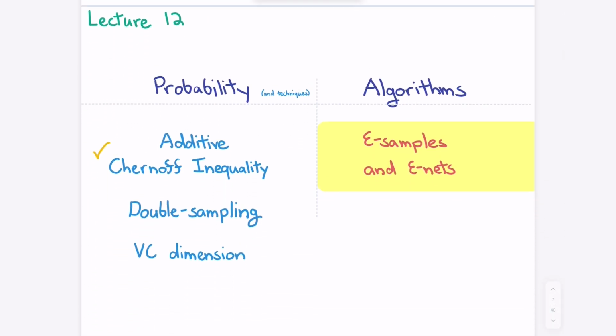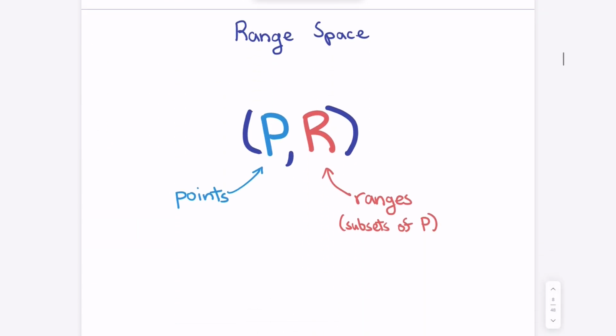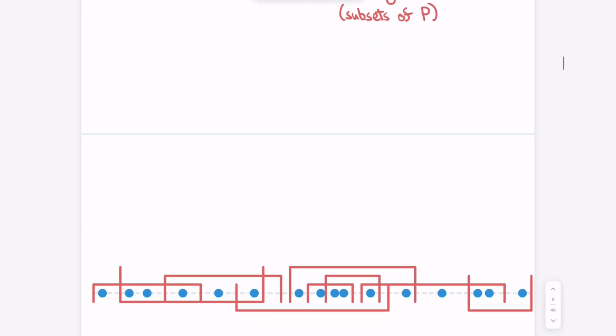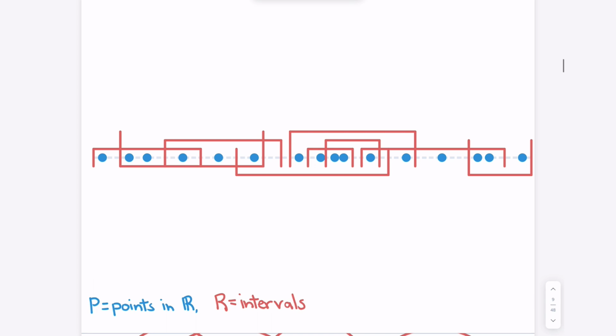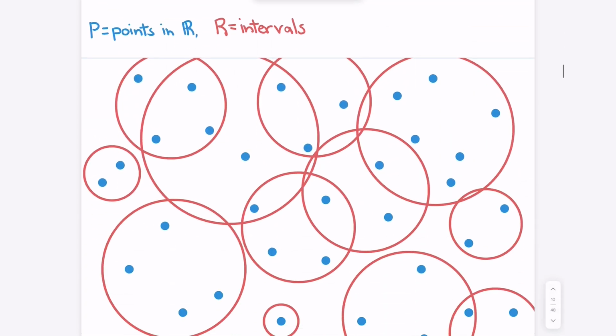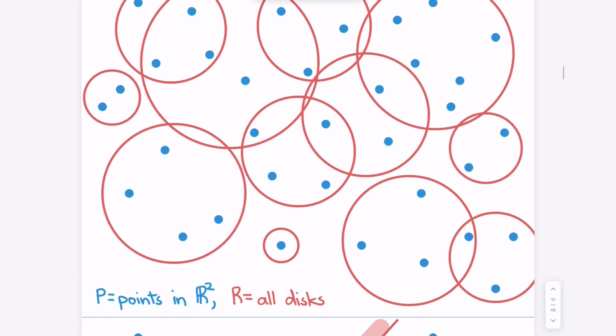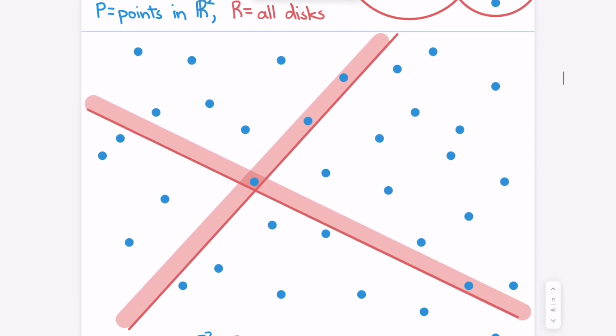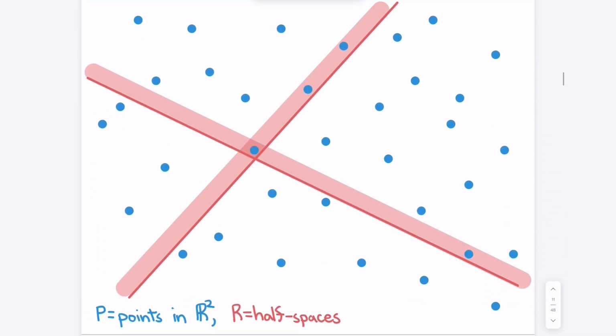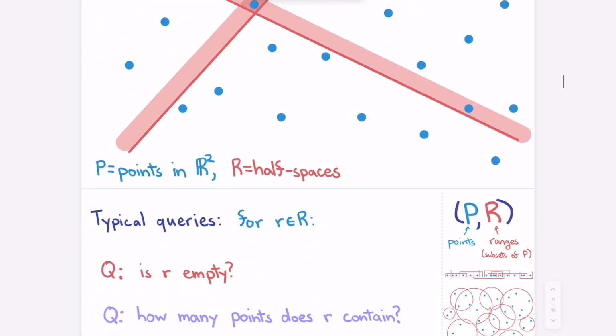What we really talked about was these epsilon nets and epsilon samples, which came in this range space framework. This is where you have points in some space, and you have ranges which are like shapes. Simple examples included intervals containing points on the line, disks containing points in the plane, and hyperplanes in high dimensions or in the plane.